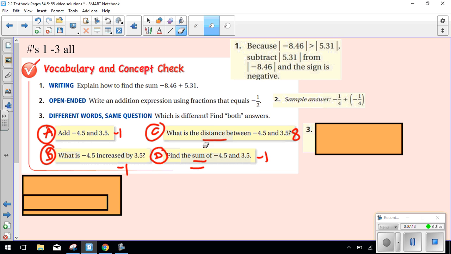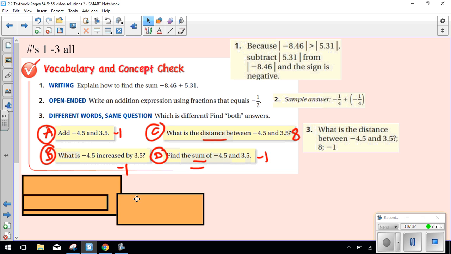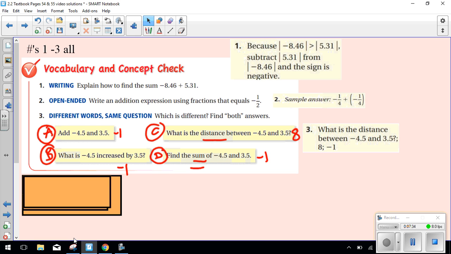Okay, so the solution is, which one is different? The one that's different is, what is the distance between negative 4.5 and 3.5? And what are both answers? Well, the two answers we get are negative 1 and 8. So there's your solution. Okay, let's move on.